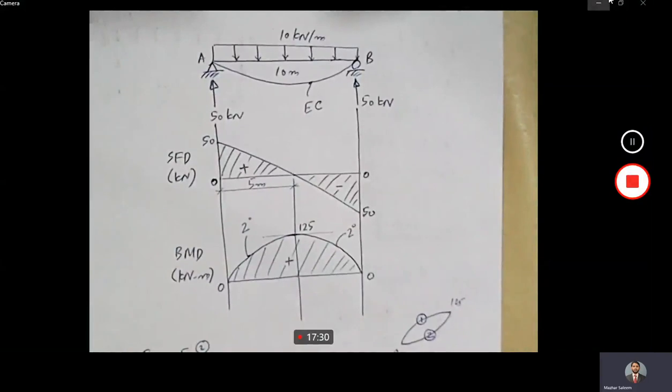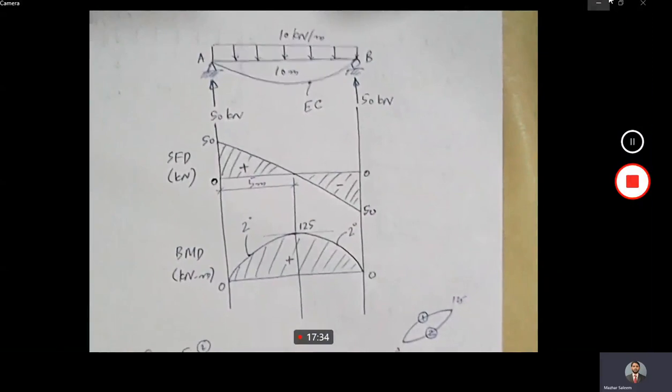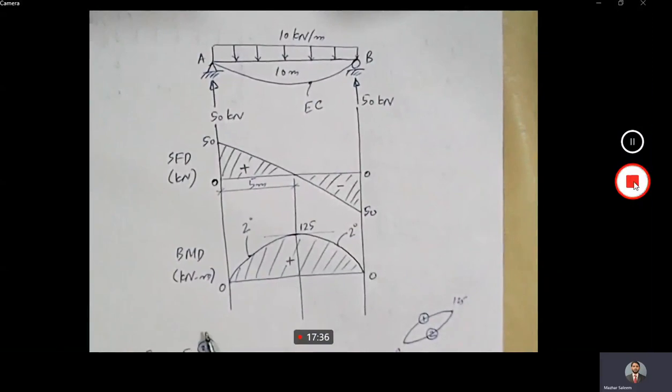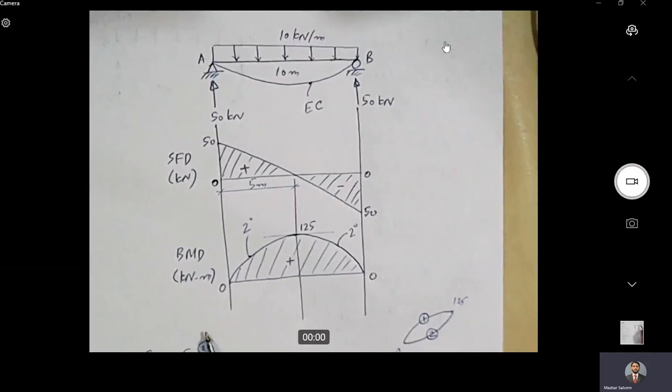So this completes our problem. We have drawn shear force diagram, bending moment diagram, and elastic curve. So I will stop recording our session at this point.